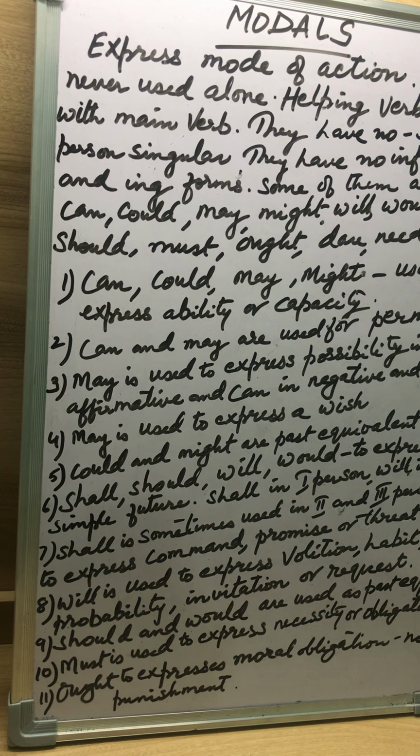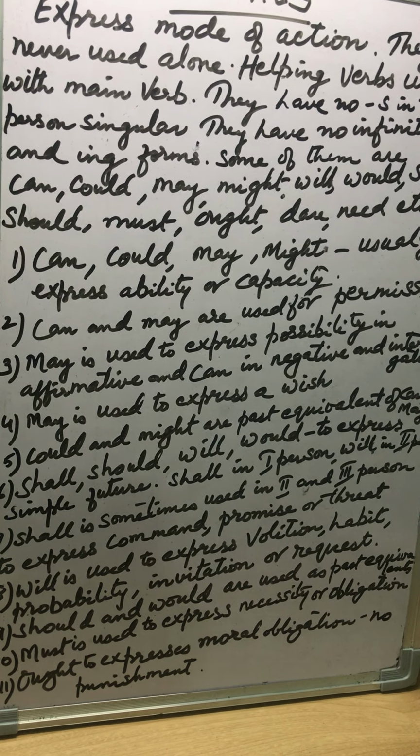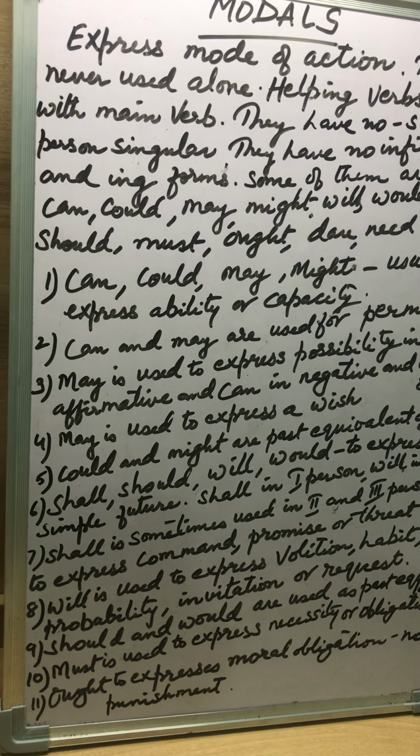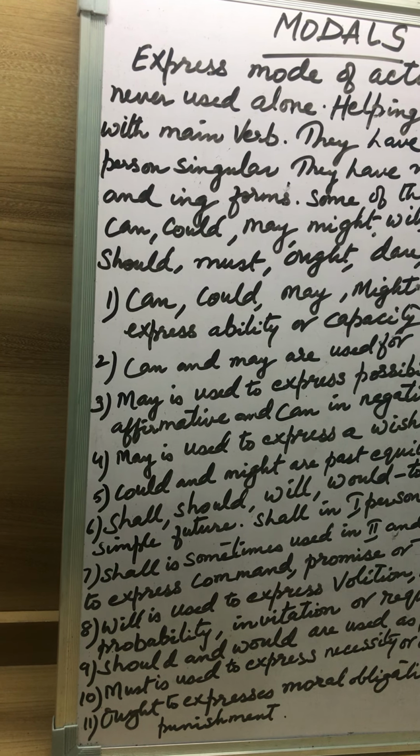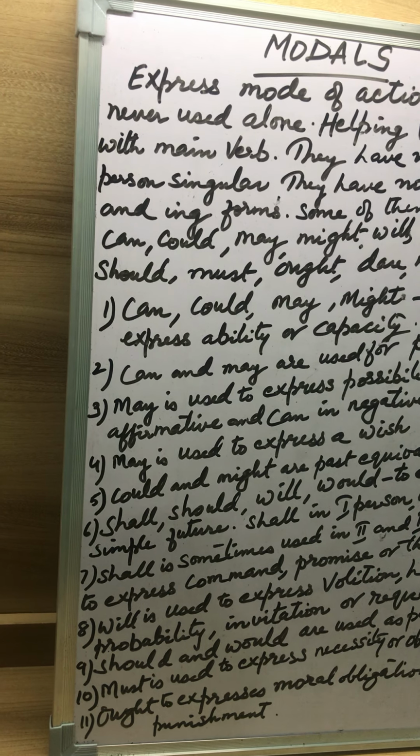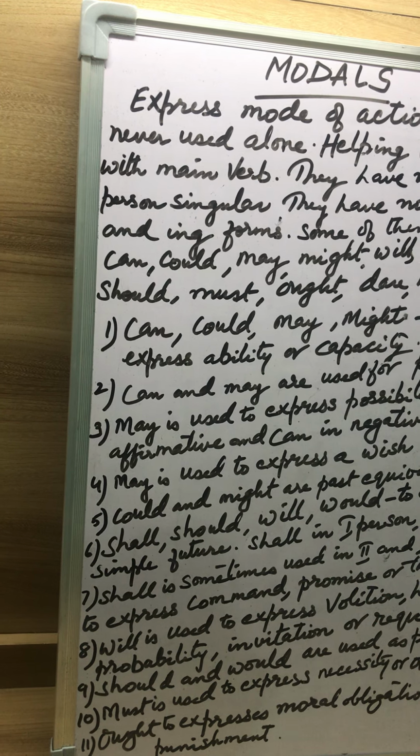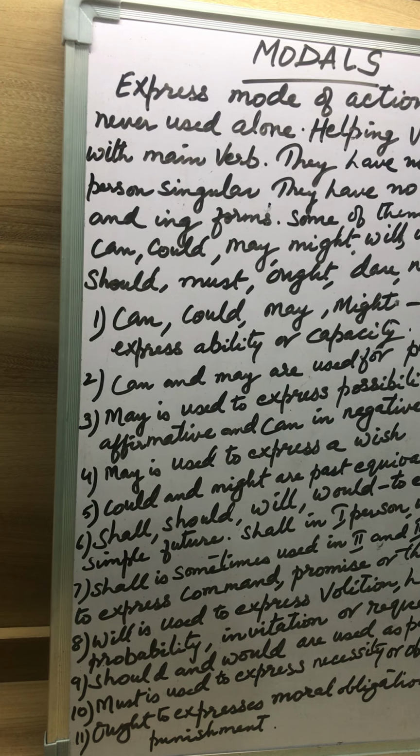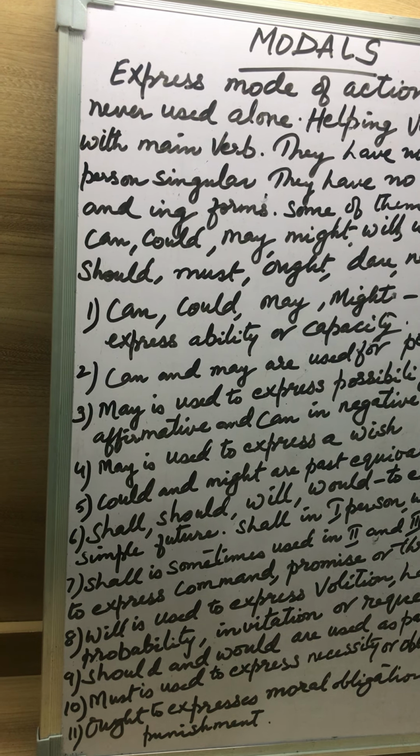Should and would are used as the past equivalents of shall and will. Should is also used in conditional clauses. As for example, if it should rain, they will not come.